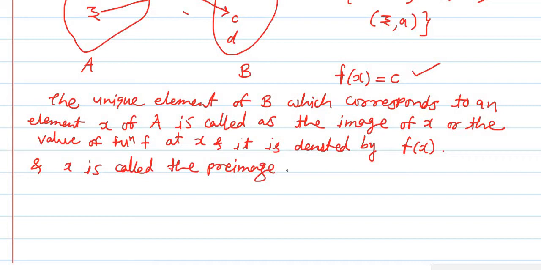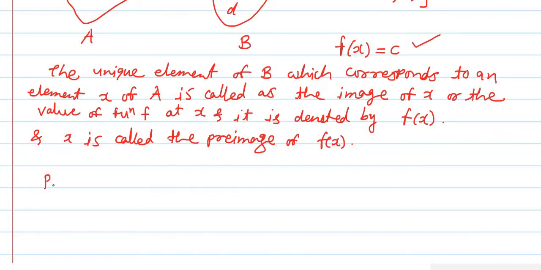X is called the pre-image of f of x. So we have image and pre-image under the mapping F. Next we'll see the range set of a mapping.